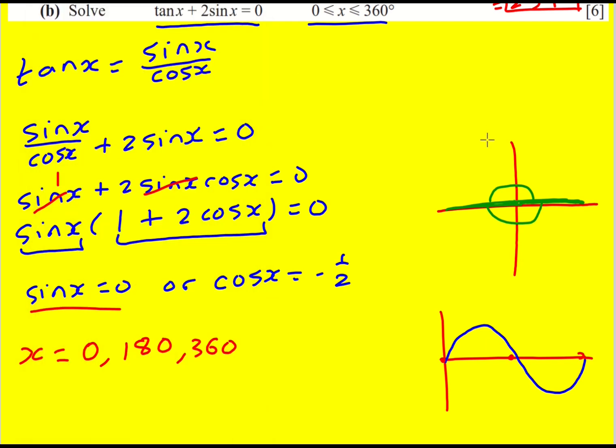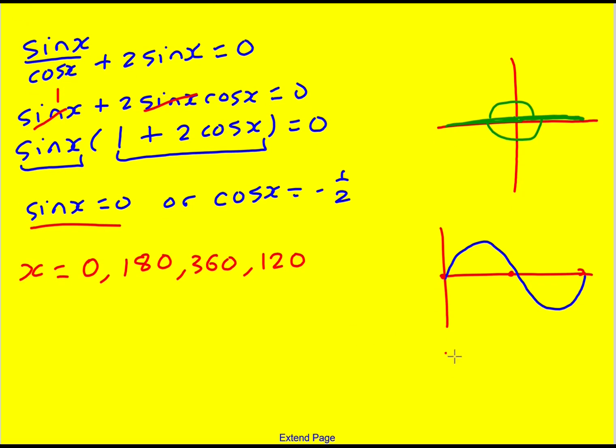Which gives 120, from my cos graph, so we've just found, say, this one here. So the other one is going to be, because of the symmetry of the cos curve, 360 minus 120, so 240.